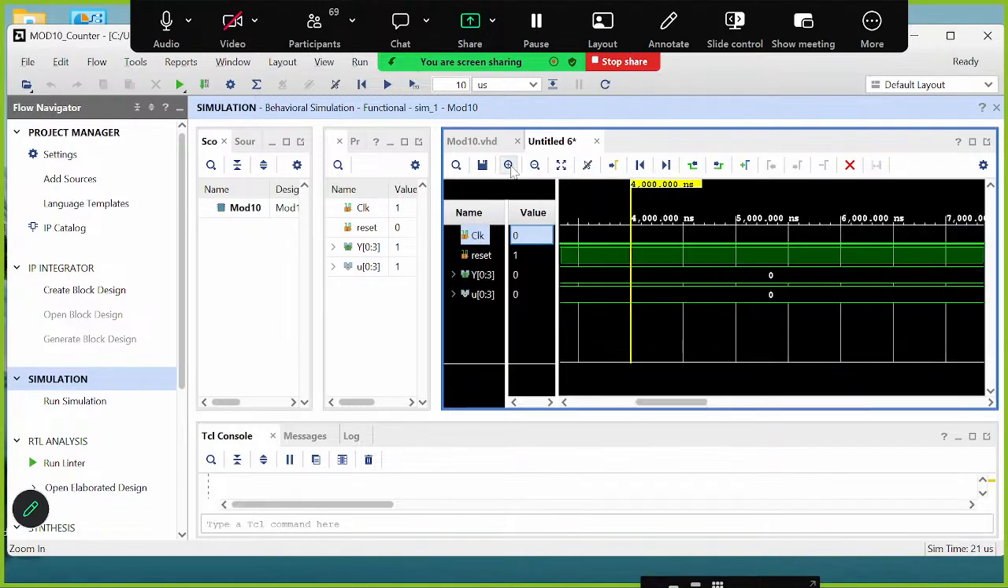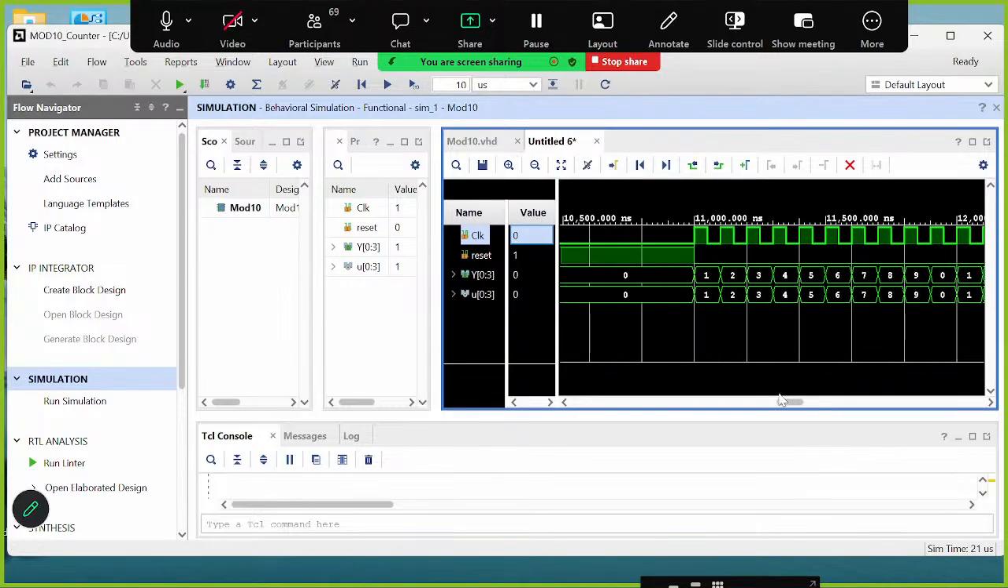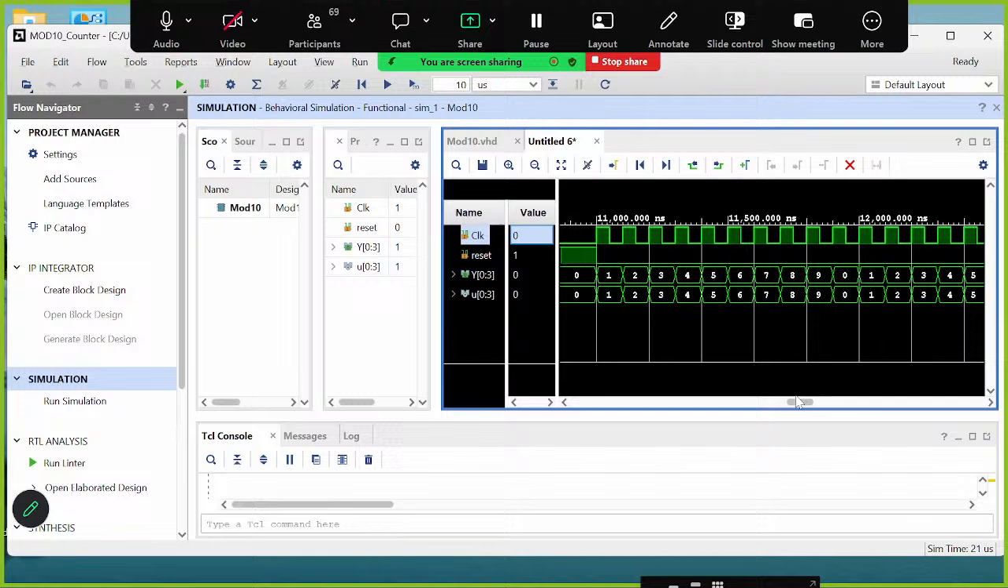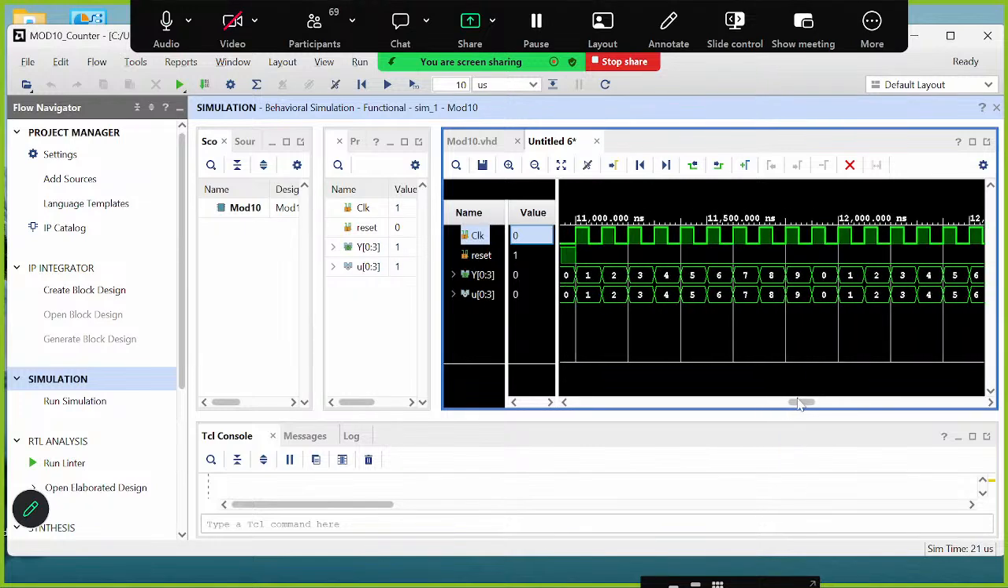It is perfectly working as a counter. You can see, are you getting my point? You can see over here on every positive edge of the clock, the counter is updated. This is the intermediate variable and this is the final output. You can see 0, 1, 2, 3, 4, 5, 6, 7, 8, 9, and again 0, 1, 2, 3, 4, 5, 6. It is not repeating with some other value.